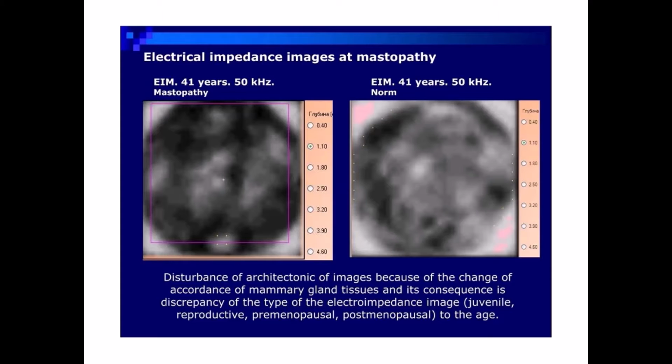Electrical impedance images at mastopathy. Left image: EIM, 41 years, 50 kHz, mastopathy. Right image: EIM, 41 years, 50 kHz, norm. Disturbance of the architectonics of the images because of the change of correspondence of mammary gland tissues, and the consequent discrepancy with the type of the electroimpedance image, juvenile, reproductive, premenopausal, postmenopausal, according to age.